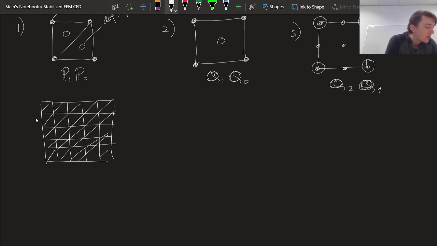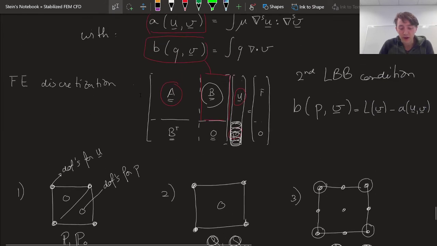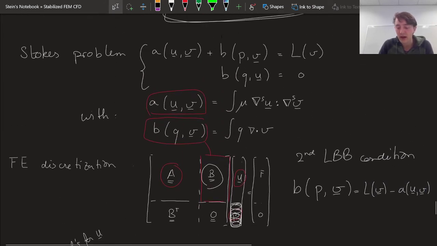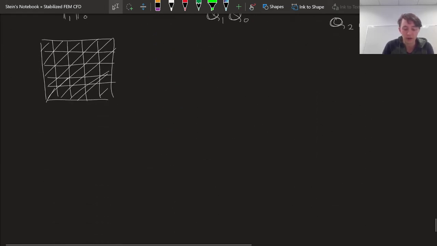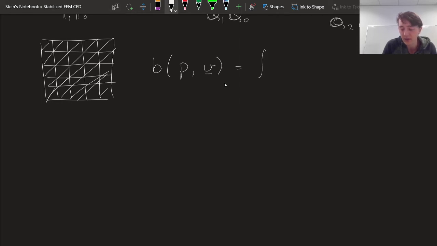Etc. And then we will try to perform the integration indicated by that operation, by that bilinear form. Right? So B, I'll repeat it, B(p, v) was defined as the integral over our complete domain omega of the pressure times the divergence of the velocity.